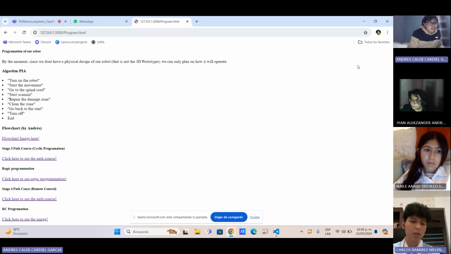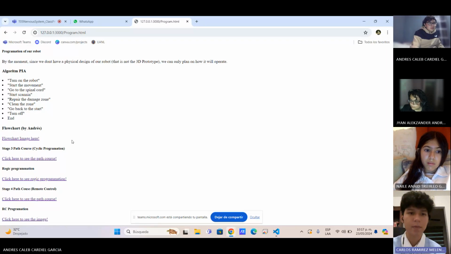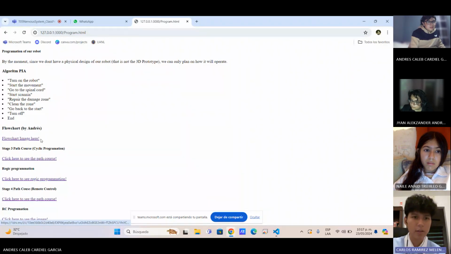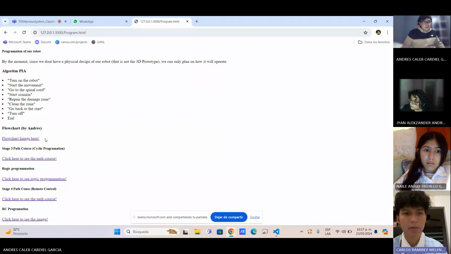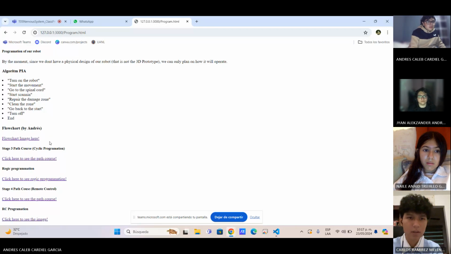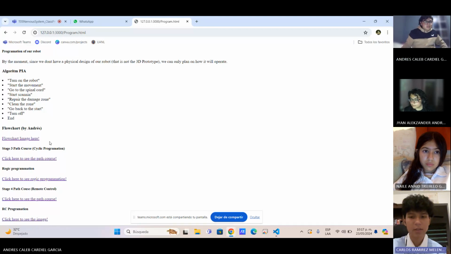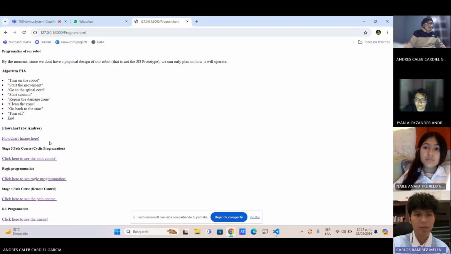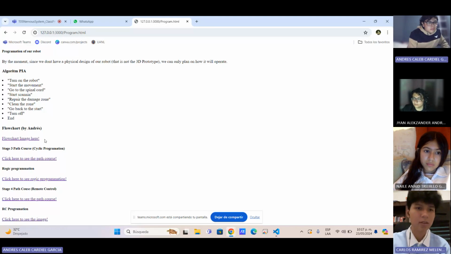It has sensors, so it will move depending on the path. Then it will go to the spinal cord, and there it's going to start scanning with the sensors that it has. It will repair the damage of the zone, and the time will depend on the damage and the treatment. Then it's going to clean the zone if there's any rest of bone or anything. Then it will go back to where it started, and then it will turn off, and that is when it ends.